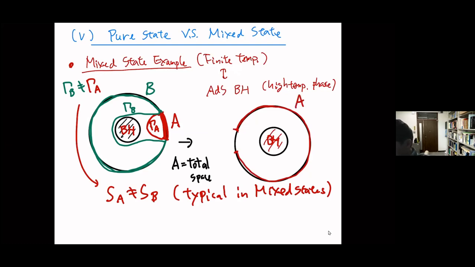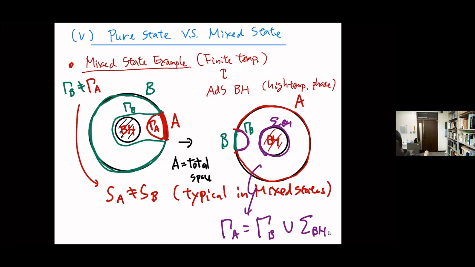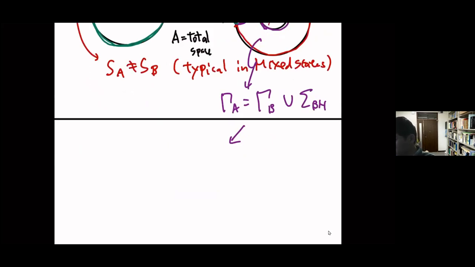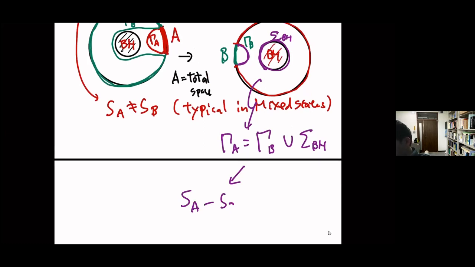A is very large, but now the minimal surface looks like this. Let me use purple for this, which is gamma A. But because of the homology constraint, we should wrap a one-cycle here, which we call sigma, because of the black hole horizon. This is gamma B, because it is homologous to this. So in this setup, gamma A is equal to gamma B union sigma BH, the black hole horizon. This means that the entanglement entropy S_A minus S_B is the black hole entropy.